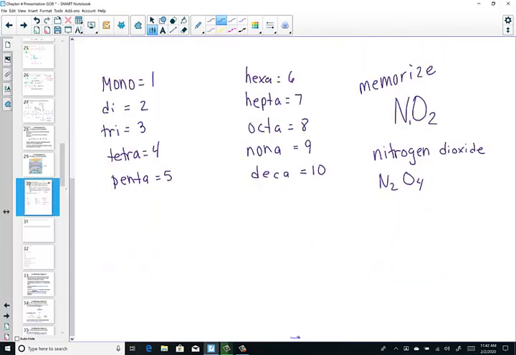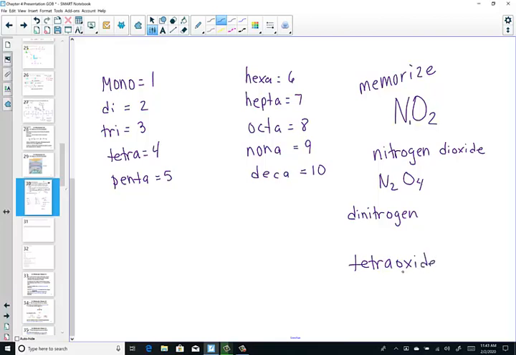N2O4. Say the name of the first element just as it appears, but place the prefix in front of it to let you know that there's 2 of them. Dinitrogen. That's N2. Dinitrogen. Now all of a sudden I have 4 oxygens. So that's tetraoxide. I'm going to write that and then we can decide.